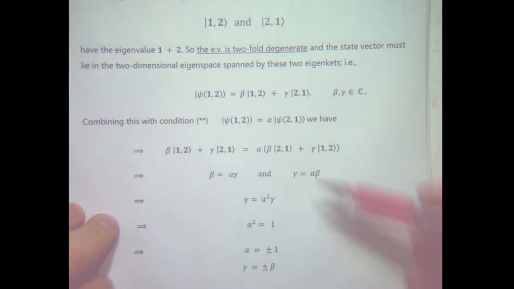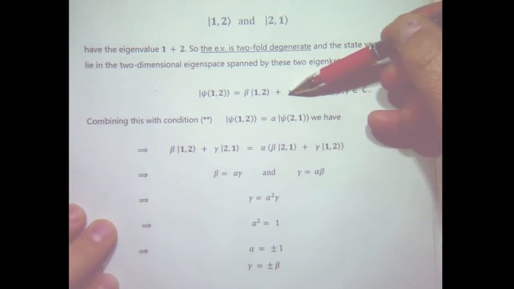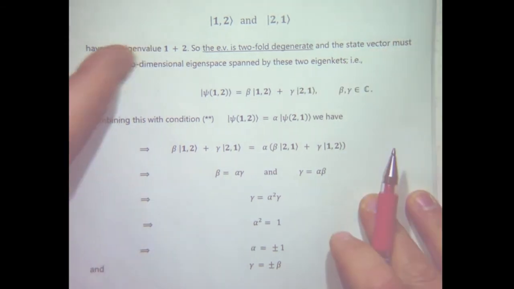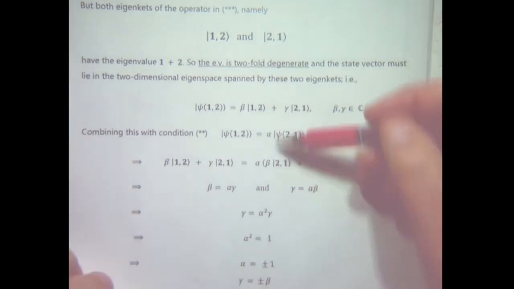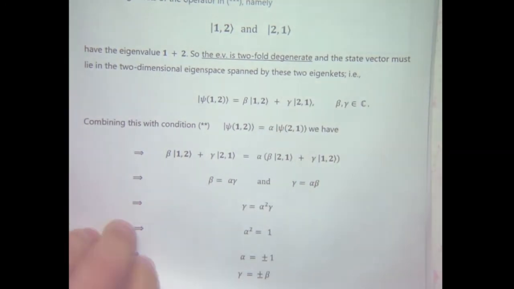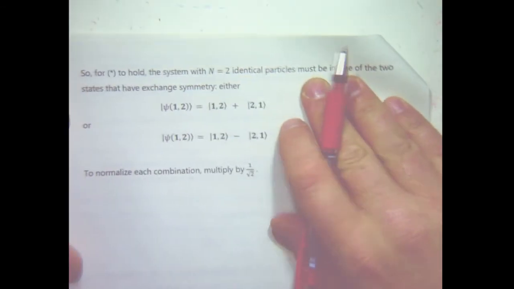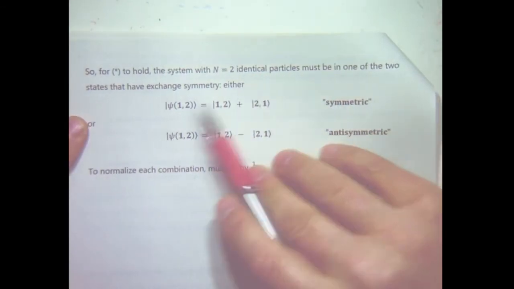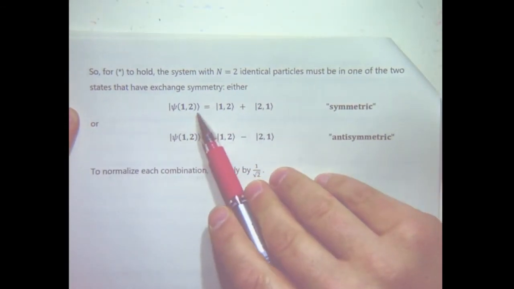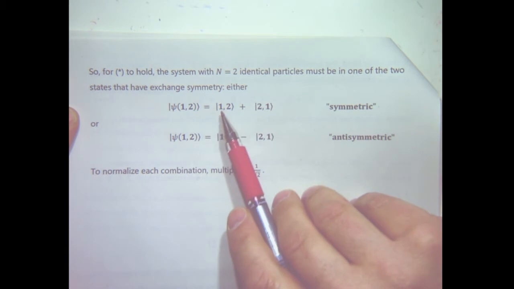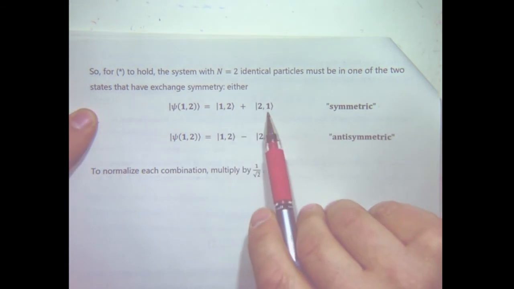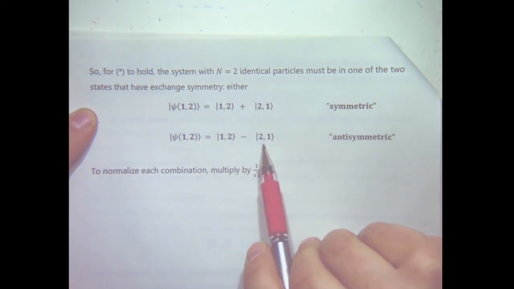So putting it all together, gamma is plus or minus 1 there, and alpha is plus or minus 1 out here. So basically what that is saying is that for two identical particles, the state ket can only have the form 1, 2 plus 2, 1, or 1, 2 minus 2, 1.